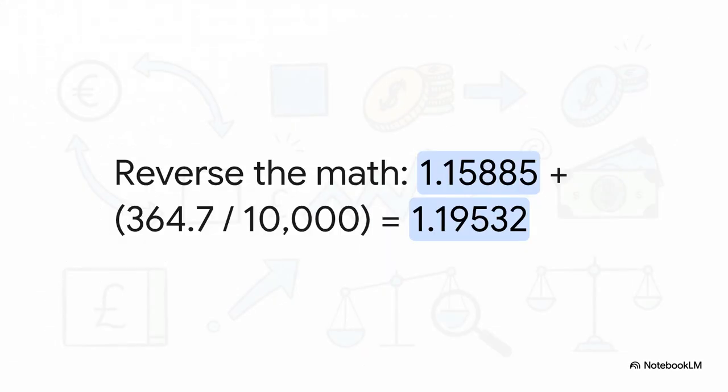So let's say you're sitting at your desk and a dealer quotes you those 12-month forward points of positive 364.7. How do you find the actual forward exchange rate? Well, you just reverse the math. You take the points, divide them by 10,000 to unscale them back into a decimal, and then you just add that back to the spot rate. So 1.15885 plus 0.03647 gives you your exact forward rate of 1.19532. Pretty simple once you see it laid out.